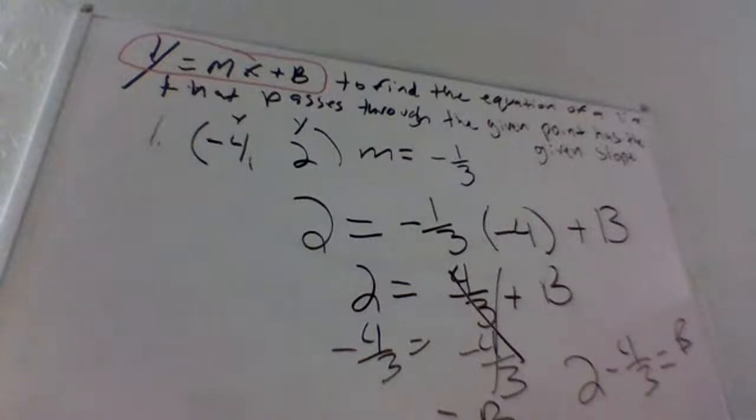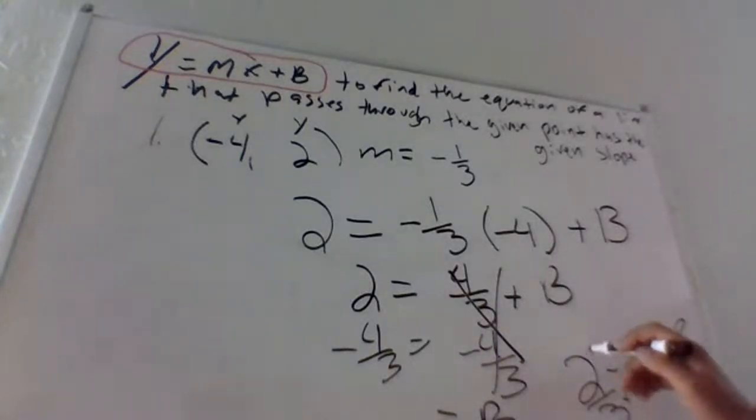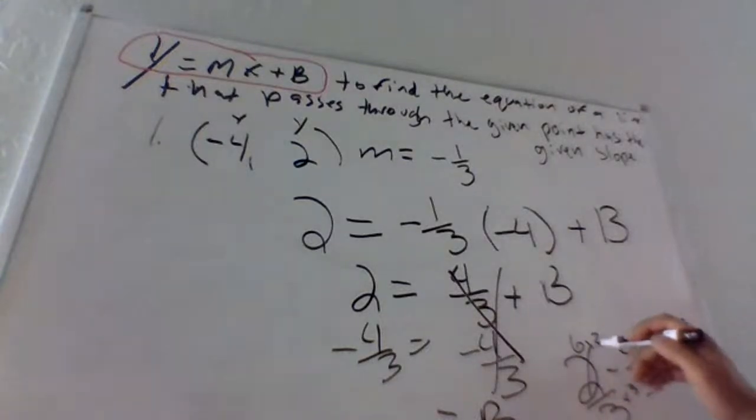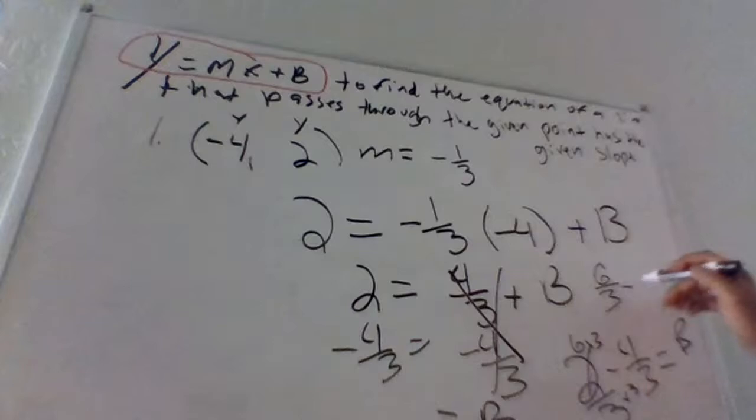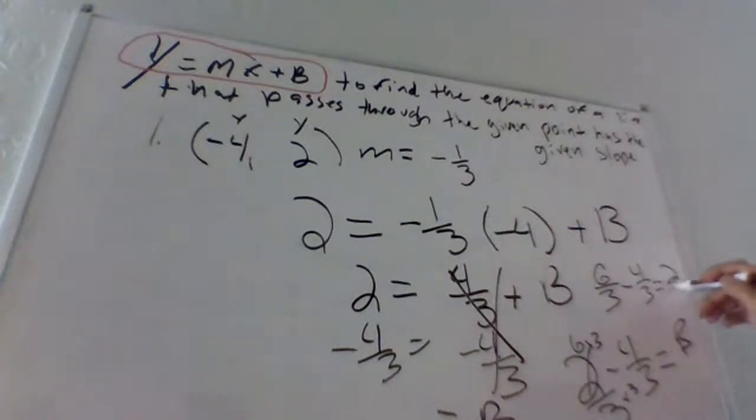Okay. Now we have to get it off the denominator of 3. So we multiply 2 by 3 to get the same denominator as the other one. Okay, so then this one becomes 6 because we multiplied on top as well. So we have 6/3 minus 4/3 equals 2/3.